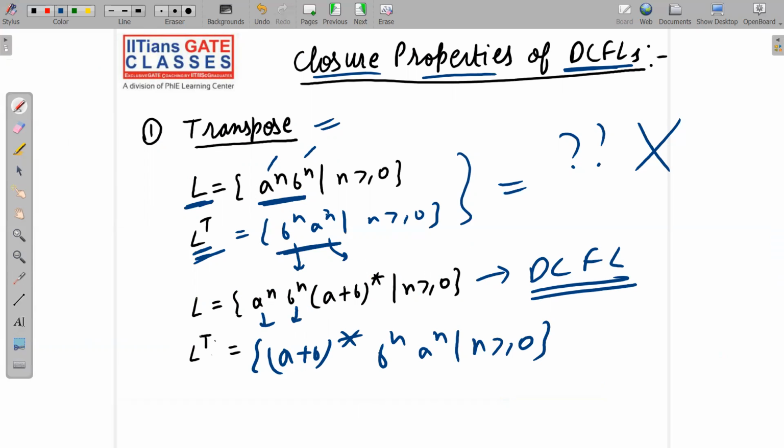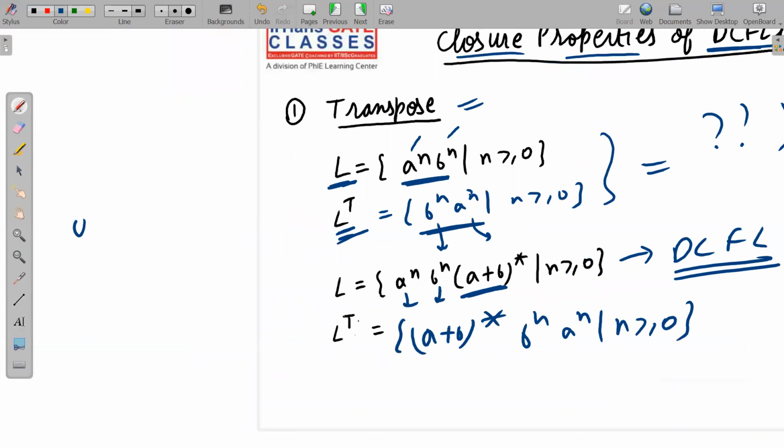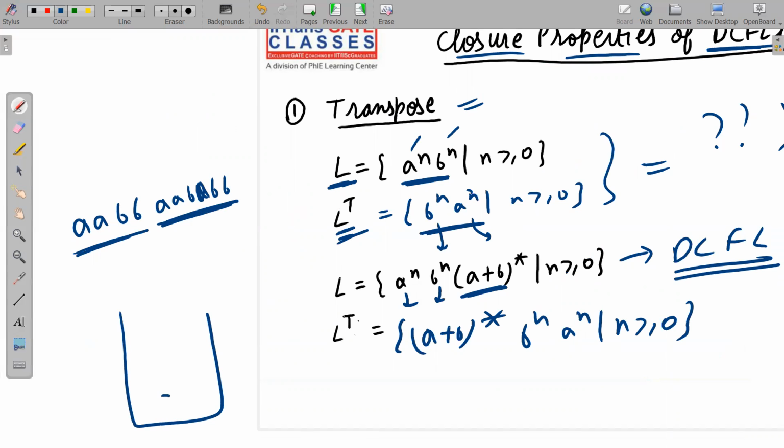A will be pushed, from B we will do popping, and after everything is over, we can have any number of A's and any number of B's. So all these A's and B's will be ignored. For example, let me give you one example here. Double A, double B, and then A, B, B. So this is from (A+B)*, and this is from A^n B^n. So this is a very, very easy task.